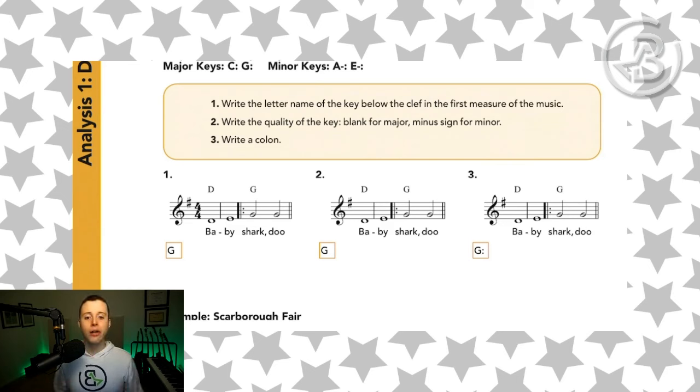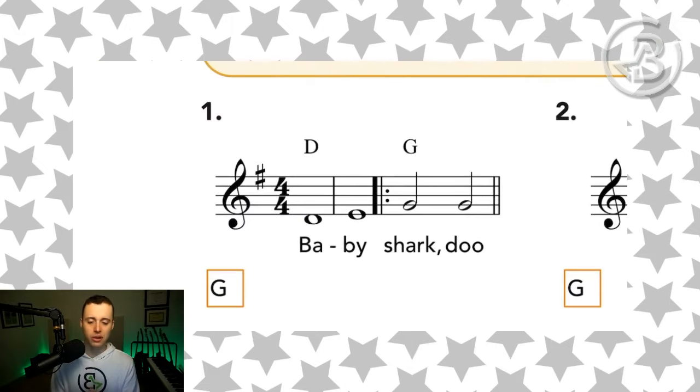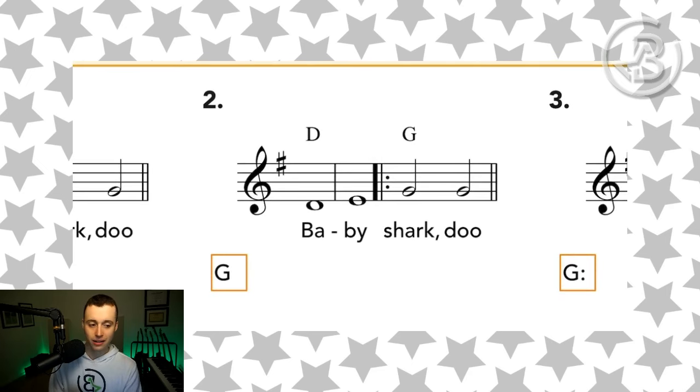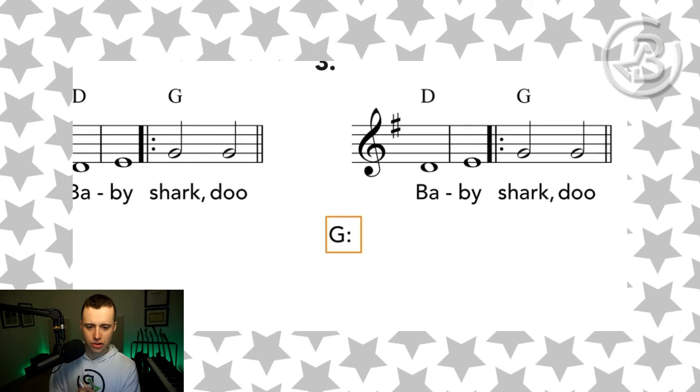Then you write the quality of the key, nothing for major, a minus sign for minor, and then you write a colon. That's it. For example, in this example of the first couple measures of the incredibly popular song, Baby Shark, the key is going to be G. So we start off by writing a G. Then we add the quality. In this case, no need to add anything because the quality is major. And then we add just a little colon, two dots right next to it.